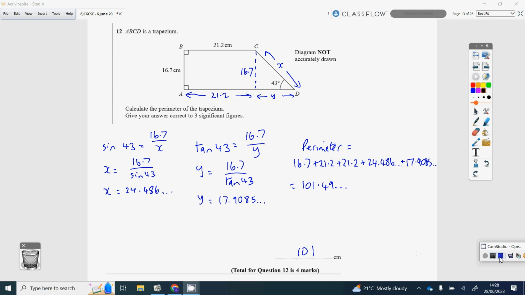Right, finally got that to stop it. Okay, so we get 101.49, round that to 3 significant figures, we get 101. So 21.2, 24.486, 70.9805, 21.2, 16.7, 101.49, 101 when it's rounded to 3 sig figs.